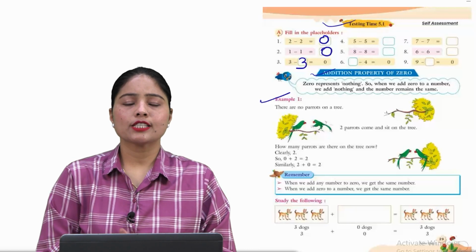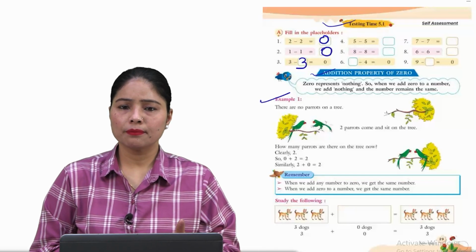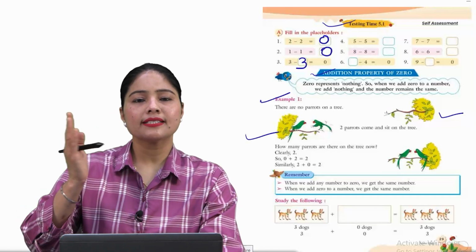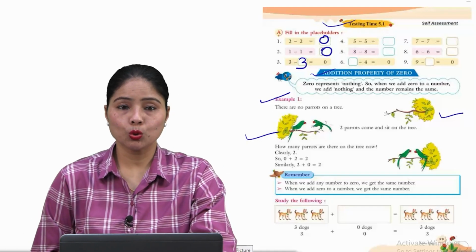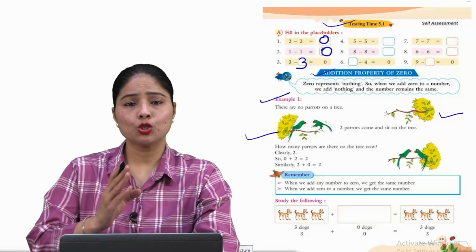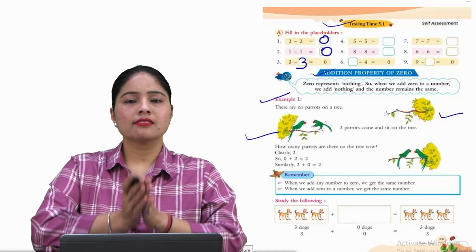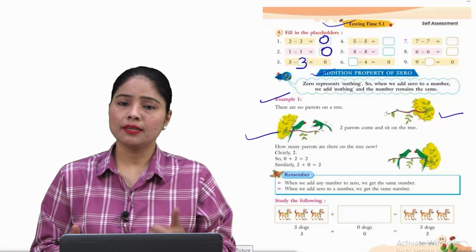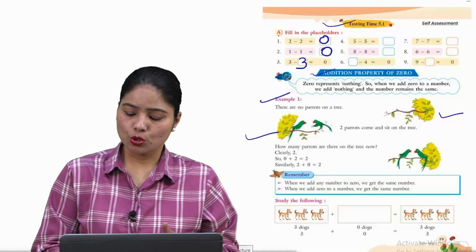There are no parrots on a tree. पेड़ में कोई भी parrots नहीं है. 2 parrots come and sit on the tree. So पहले कुछ भी नहीं है, फिर 2 parrots उसमें आ जाते हैं. How many parrots are there on the tree now? अब पेड़ में कितने parrots हो गए? Clearly 2. 2 हो गए वहाँ पर. So 0 plus 2 is equal to 2. Similarly 2 plus 0 is equal to 2. 0 को 2 से जोड़ेंगे या 2 को 0 से जोड़ेंगे, then the answer is the same. Remember, when we add any number to 0, we get the same number. When we add 0 to a number, we get the same number. Okay? So this is very important.